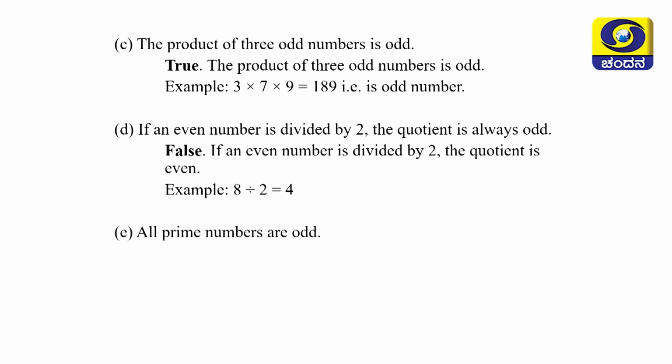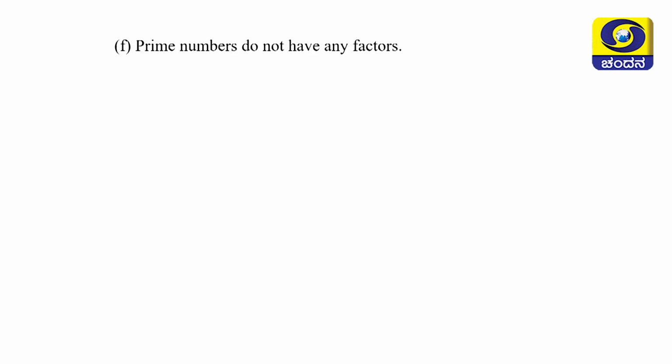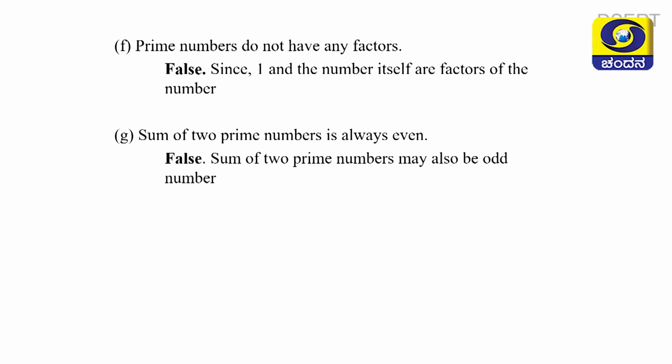Next, fifth question, all prime numbers are odd. False. All prime numbers are not odd. 2 is an even prime number. Next question, prime numbers do not have any factors. False. Since 1 and the number itself are the factors of a number, prime numbers have factors, so it is false. Next, the sum of two prime numbers is always even. False. The sum of two prime numbers may also be an odd number. For example, 11 plus 13 is 24. It is again an even number.